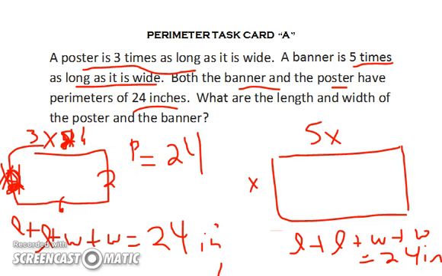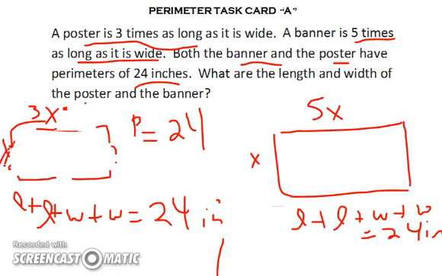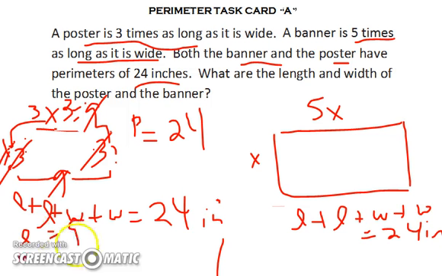So if 4 is too big and 2 is too small, let's try a width of 3. If the width is 3, then 3 times 3 would be 9. So if I have 9 and 9 and 3 and 3, if I add these up, do I get 24? 9 plus 9 is 18. 19, 20, 21, 22, 23, 24. So the length of this poster is 9 and the width is 3 inches.